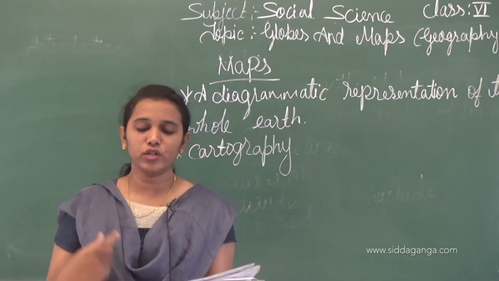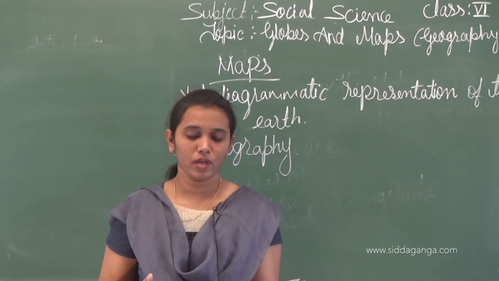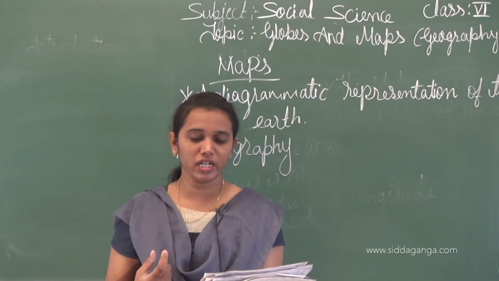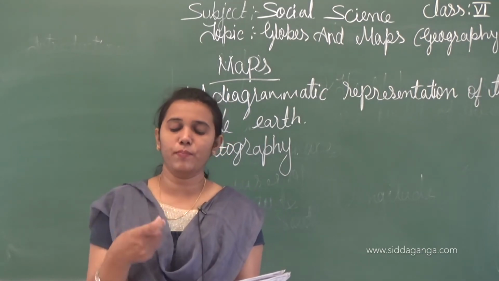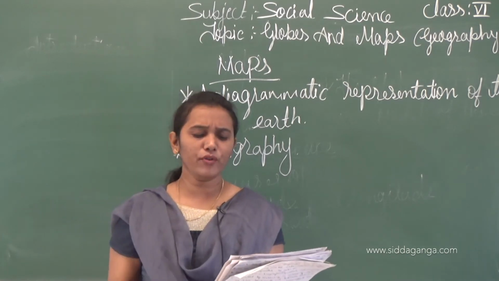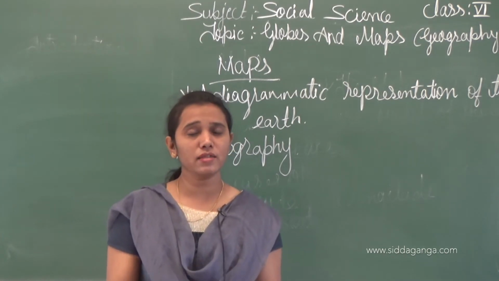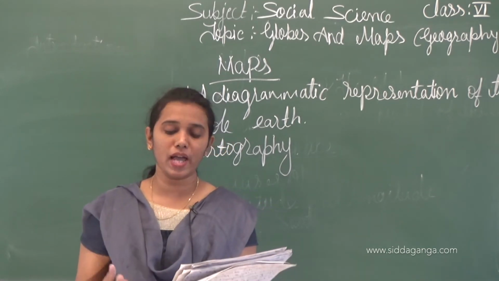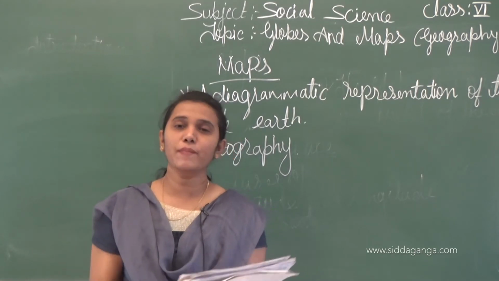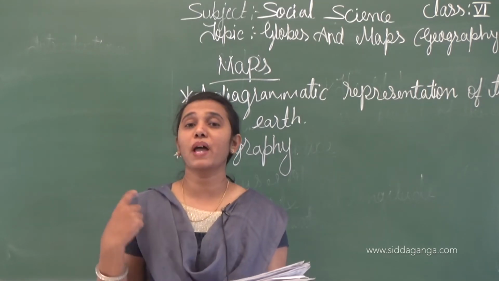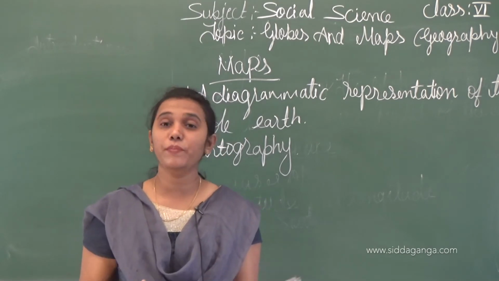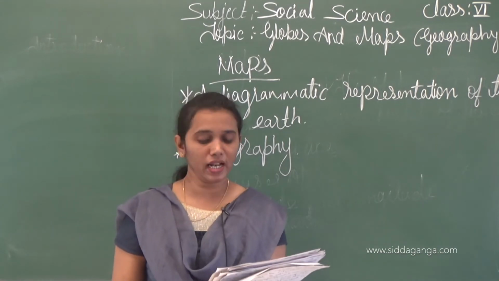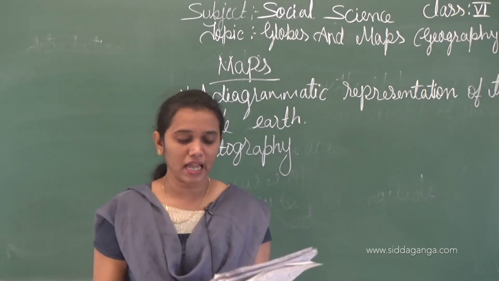Okay, the collection of various types of maps in the form of a book is called an atlas. Understood children? I think you were supplied with an atlas. Have you all seen the atlas? In an atlas you will have all the maps and details of the maps, all the continents' maps and countries' maps. We have to use the atlas also.